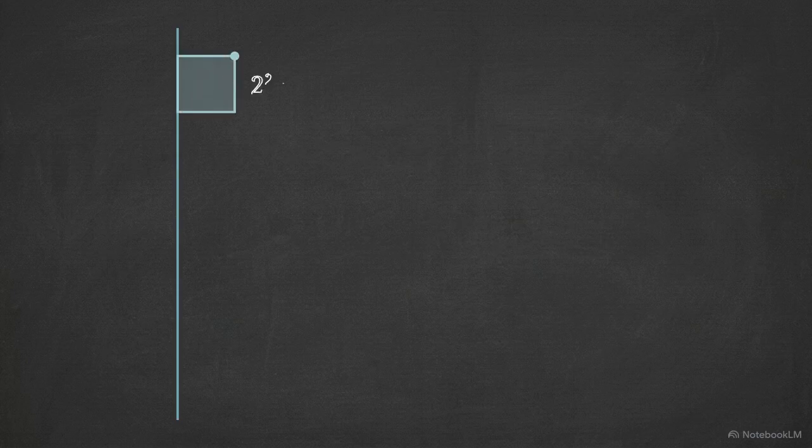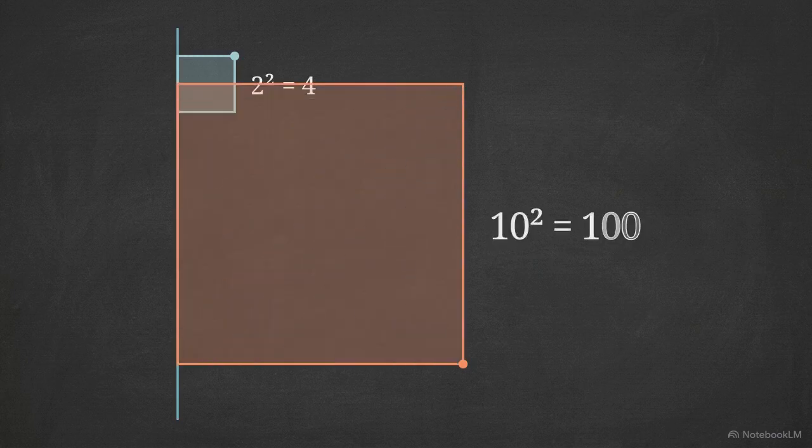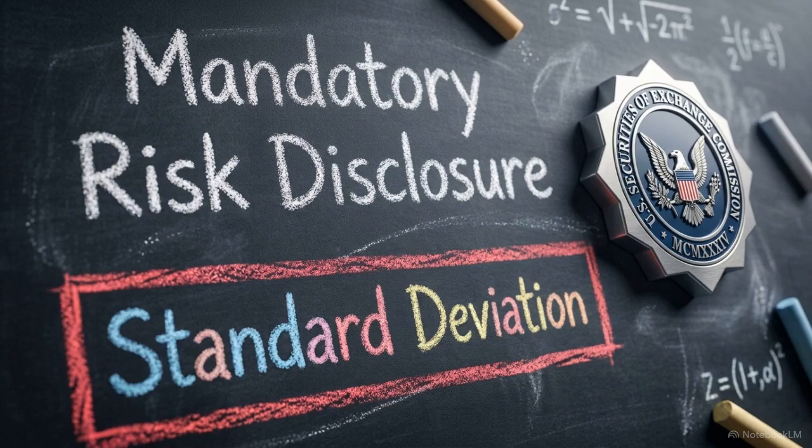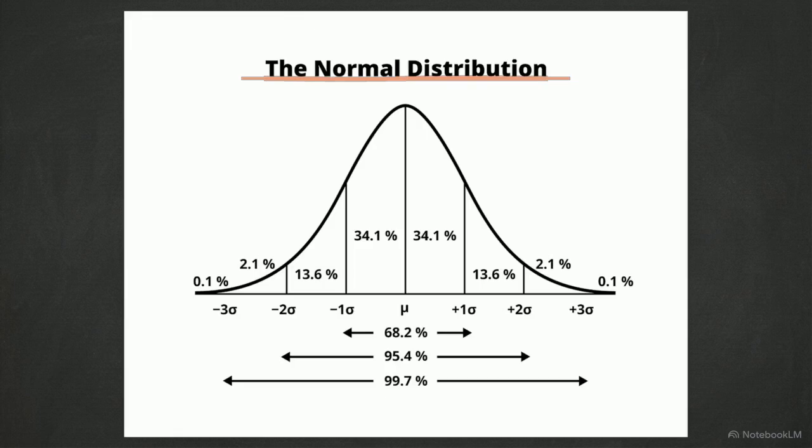The squaring mechanism provides the mathematical foundation of this equation. By squaring the distances, the formula penalizes larger variations. A data point that misses the mean by 10 incurs a penalty of 100, forcing the final metric to reflect extreme risk. Because it accounts for every data point and weights volatility through a penalty system, standard deviation has become the mandatory benchmark for measuring financial risk. This chart shows the normal distribution curve.